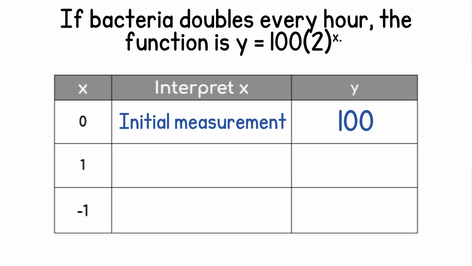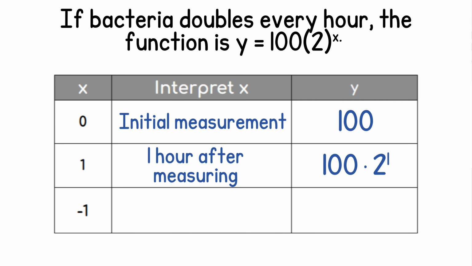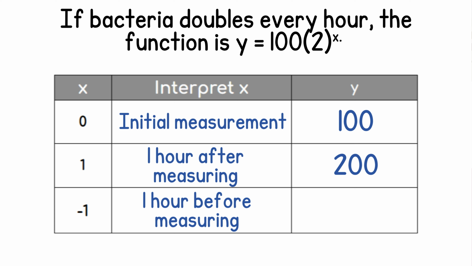Now let's look at when x equals 1. This tells us this is 1 hour after measuring. So to find y, we'll replace x with 1, and 2 to the first power is still just 2. Multiplying will give us a value of 200. Now let's look at it when x is negative 1. This tells us that we're looking at 1 hour before measuring. So this time we'll replace x with negative 1, and this will give us 1 over 2 to the positive 1, which is equivalent to 1/2. Multiplying 1/2 times 100 gives us the value of 50.